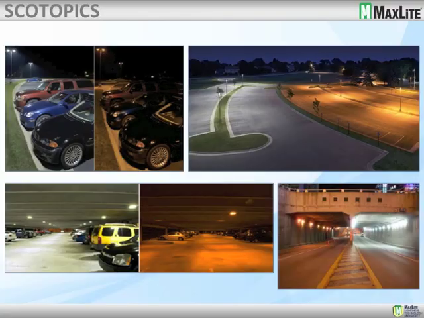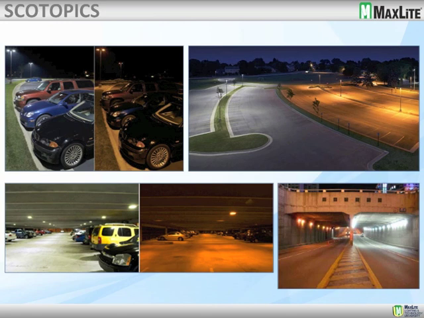Let's take a look at some photographs real quick. We have here three sets of photographs. We have this automobile lot that was lighted with a high CRI, high Kelvin temperature on the left, and just next to it on the right is a very low CRI with a warmer color temperature. You can see the detail of the cars much better in the higher Kelvin, higher CRI.